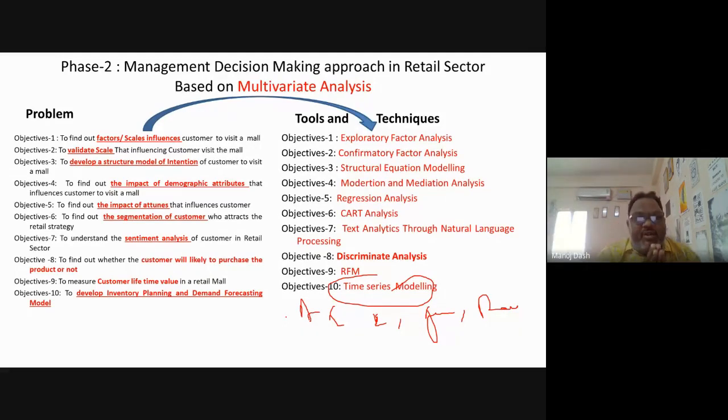Now see, I have not changed my area. I have not changed the problem. The problem is the same, the area is the same, but using the tools, I have developed the objectives and solved different problems. Any doubt? Any question?